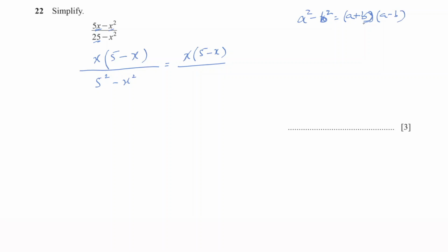So you have to remember this, okay? A plus b and a minus b. So this 5 becomes a and x becomes b. So we can write it as 5 plus x, and we can write 5 minus x. Now 5 minus x and 5 minus x got cancelled out. So we are just left with x by 5 plus x. That will be our final answer.